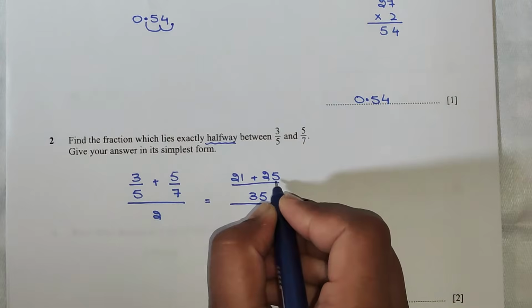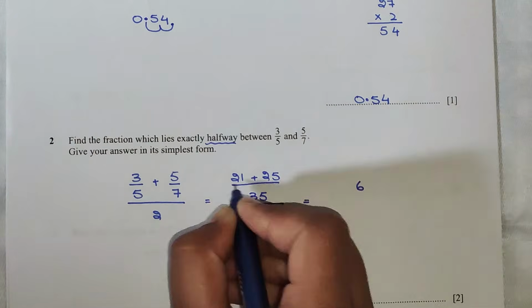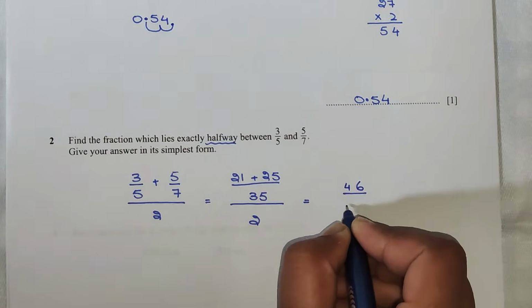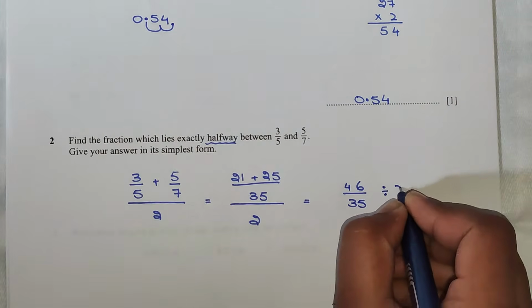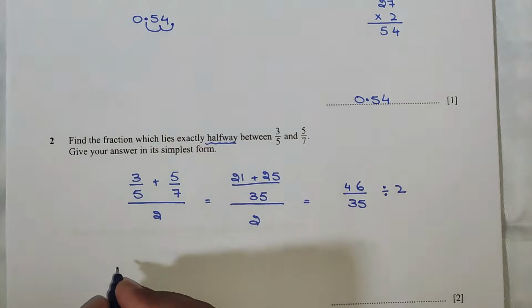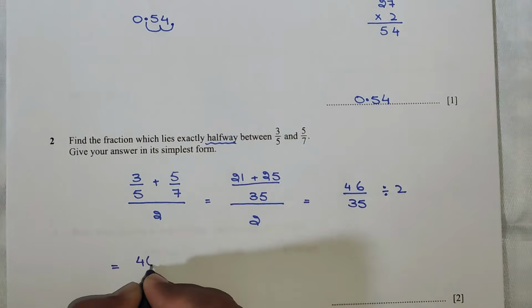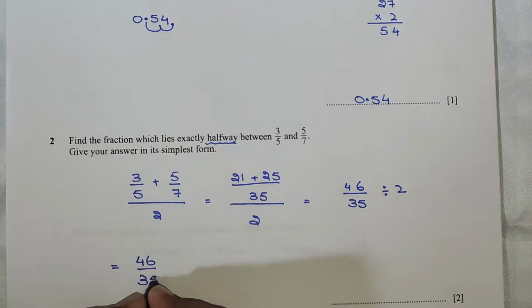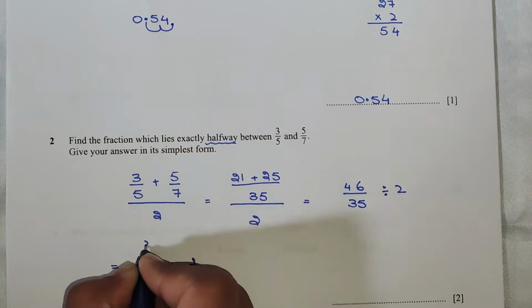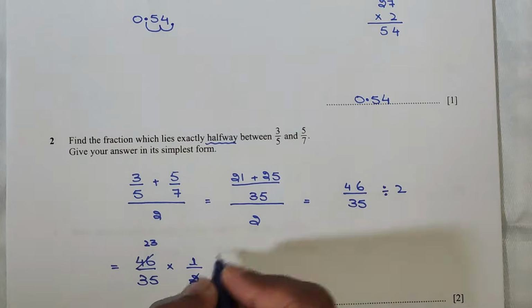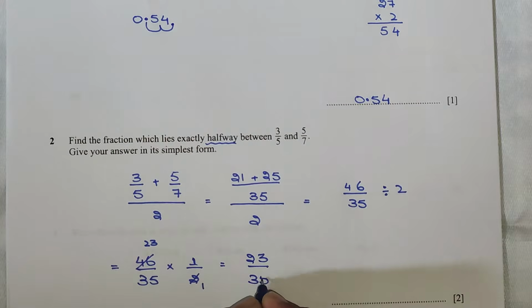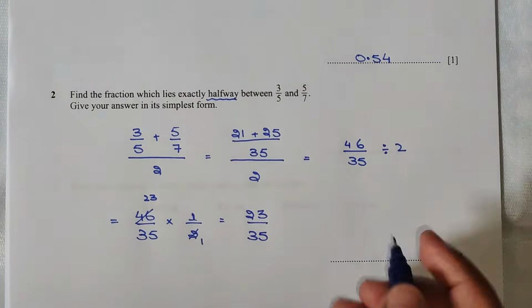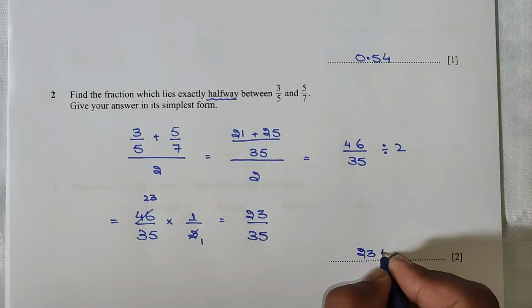Now we have 21 plus 25, this would be 46, divided by 35, and this is divided by 2, right? Now this would be 46 over 35 times 1 by 2. 2 times 1 is 2, 2 times 2 is 4, 2 times 3 is 6. So the fraction in its simplest form is 23 out of 35. So the answer is 23 by 35.